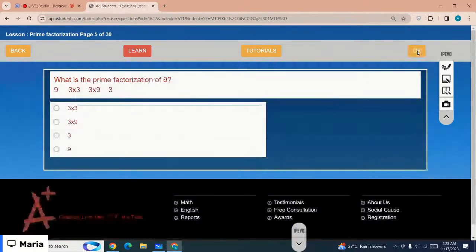Okay, what is the prime factorization of 9? Which is the correct option? Which two numbers when multiplied make 9? The correct option is, yes, that is 3 times 3. Both the numbers must be prime.